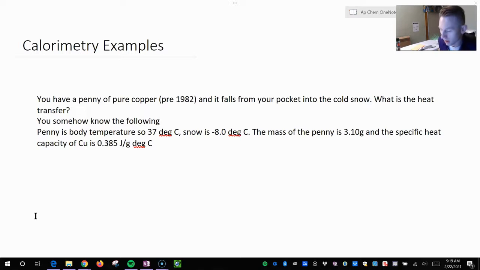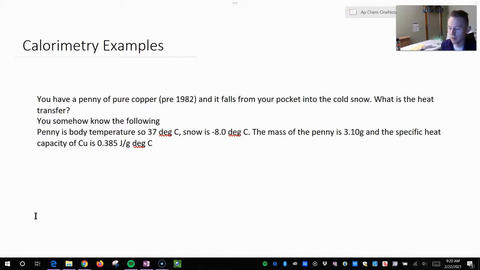All right, so we've got a penny that is made of pure copper, so it has to be before 1982. And it falls from your pocket into the cold snow. And the question is, what is the heat transfer? And then you somehow know the following because you're awesome.